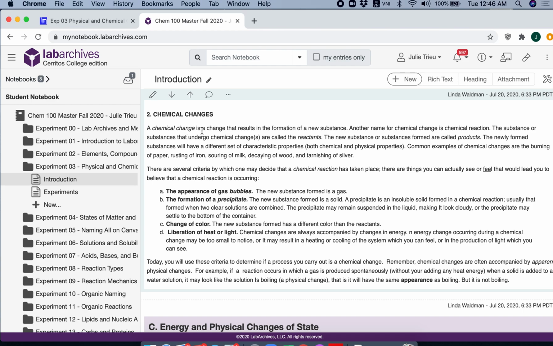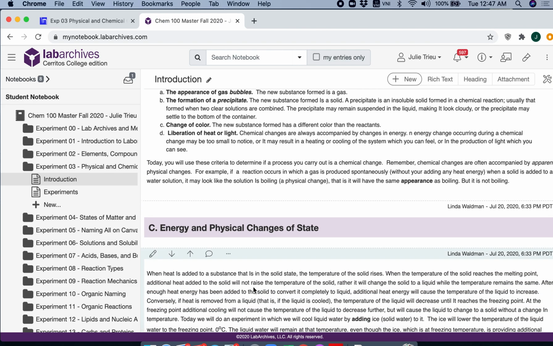Chemical changes. Chemical changes occur when a chemical reaction has taken place. There are 4 pieces of evidence that indicate a chemical reaction has taken place. Make sure you memorize these 4 indicators that tell you chemical changes have happened. The appearance of gas bubbles is the first indicator. The formation of a precipitate, change of color, and liberation of heat or light are the others. Make sure you memorize these 4 indicators. You're going to see them again on the lab quiz.